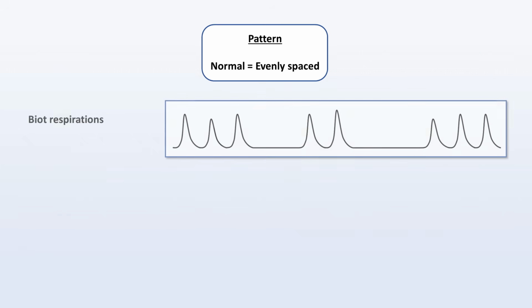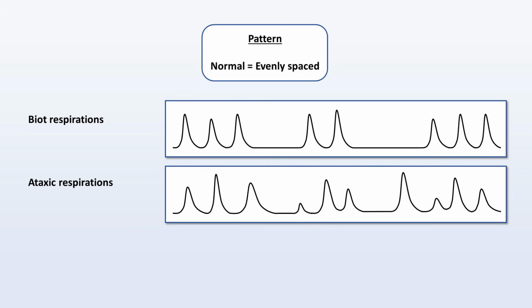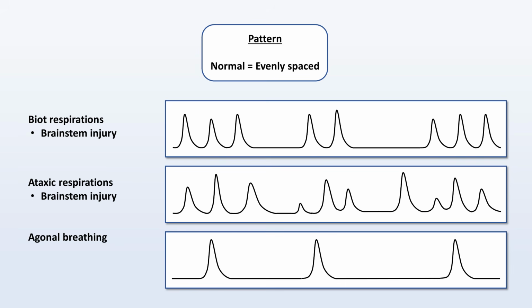And there are three forms of irregularity to remember. In biorespirations, the patient has normal and consistent depth, but the pattern is interrupted with random apneic periods. Biorespirations exist on a spectrum with ataxic respiration, in which, in addition to the random apneic periods, there is also a random irregularity to the depth of respiration. These are both seen in brainstem injury. Finally is agonal breathing, which consists of very slow, irregular, gasping breaths, which is usually a sign that death is minutes to seconds away in a patient with profound hypotension and/or bradycardia.